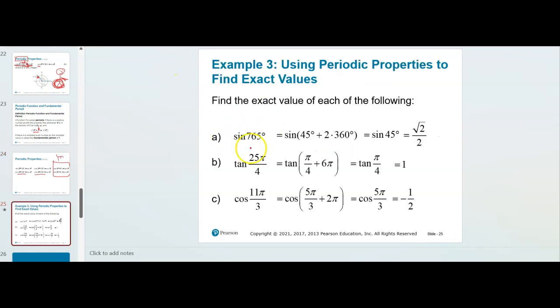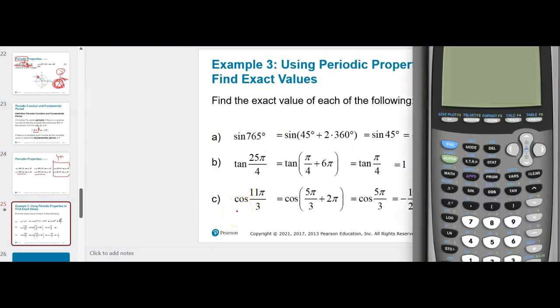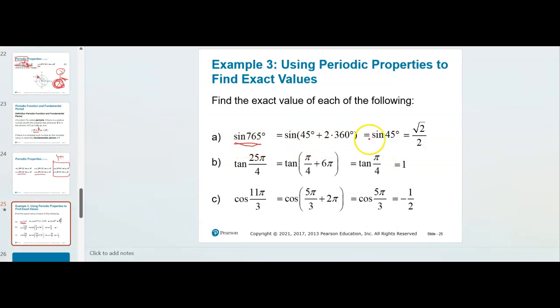All right, find the exact values. Again, we saw how to do this in the last slide. We can use the known values that are between 0 and 2 pi radians, or 0 and 360 degrees, by shrinking these down to being in that range. So 765, if I subtract 360, I'm still bigger than 360. So if I subtract 360 again, you can see that I'm at 45. And so that means the sine of 765 degrees is the same as the sine of 45 degrees. The y-coordinate at 765 degrees is the same as the y-coordinate at 45 degrees.